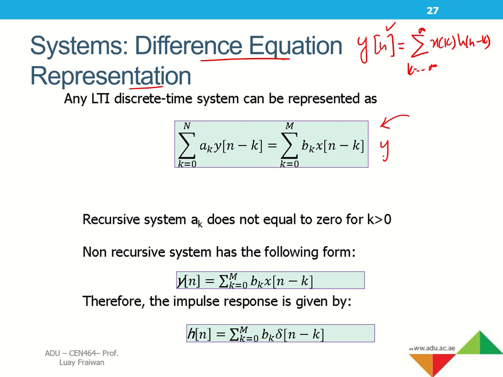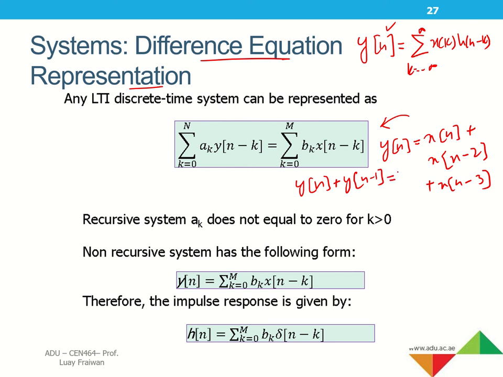For example, I'm writing an output as x of n plus x of n minus 2 plus x of n minus 3. Or we can write it like this: y of n plus the shifted y of n is equal to this whole expression, for example. So this is also a form of the output representation of a discrete time system.